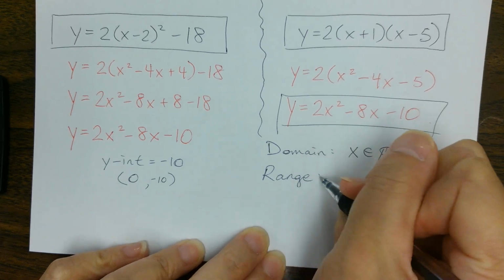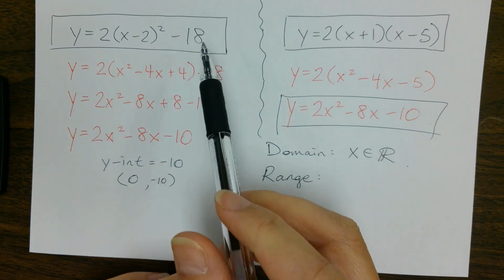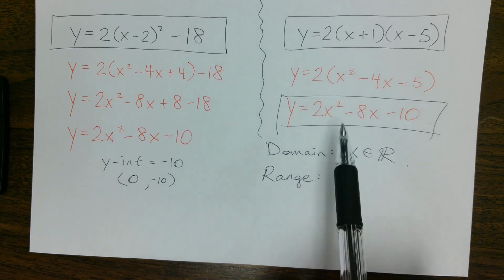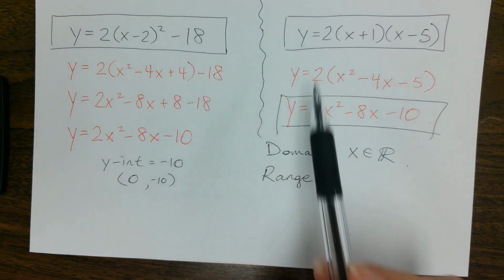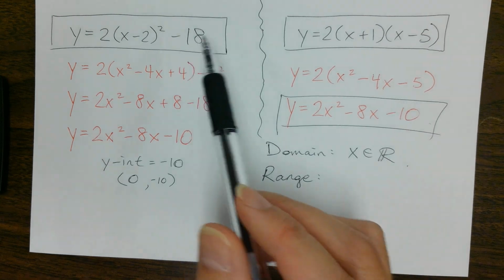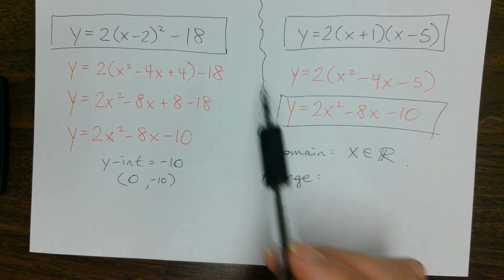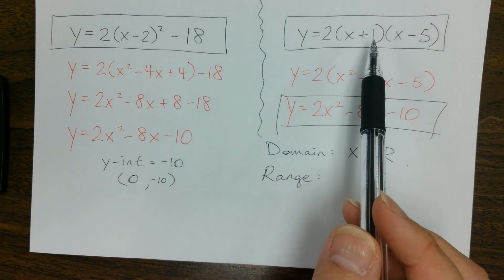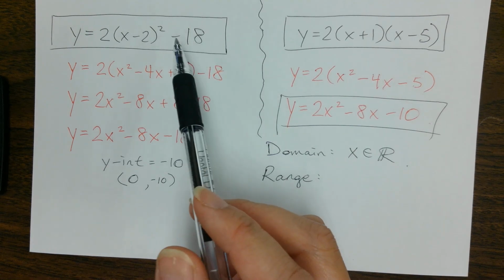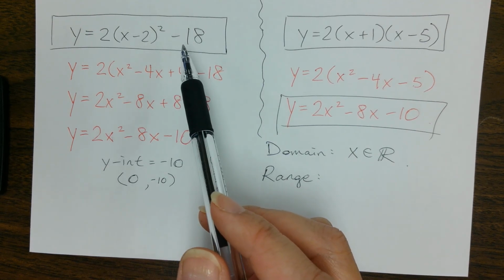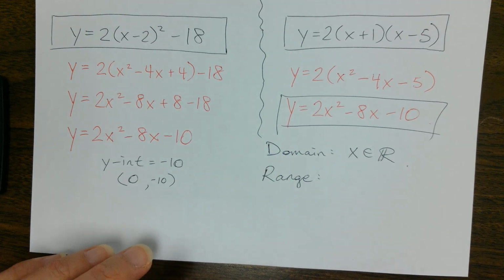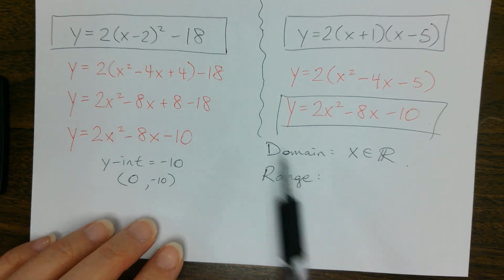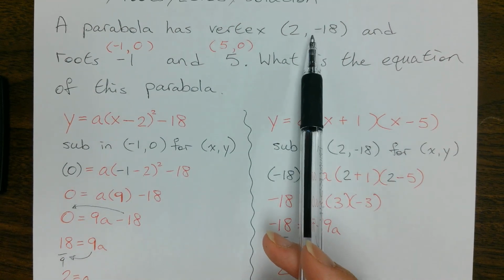And your range. To figure out your range, which form would tell you your range? Standard tells you your y-intercept. Factor tells you your x-intercepts. Vertex, it has to be one of the three. So yes, vertex. Remember, vertex tells you your maximum or minimum. So to figure out what your range is, you have to look at your max or min.